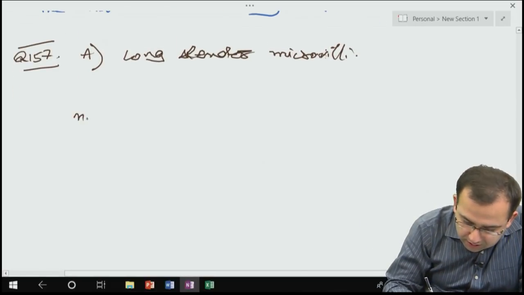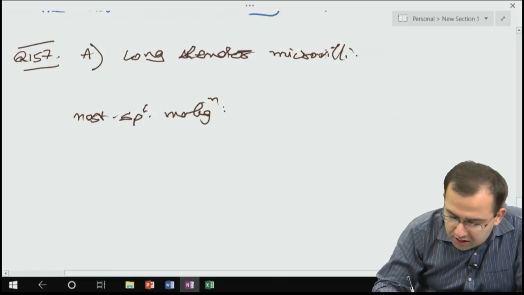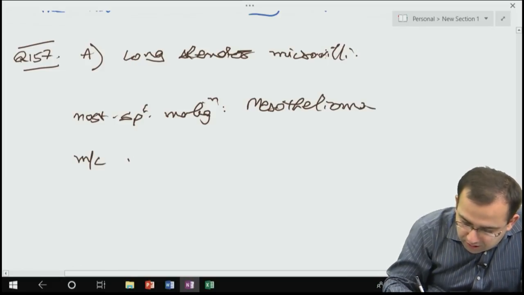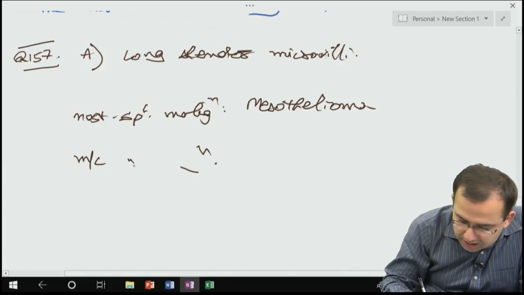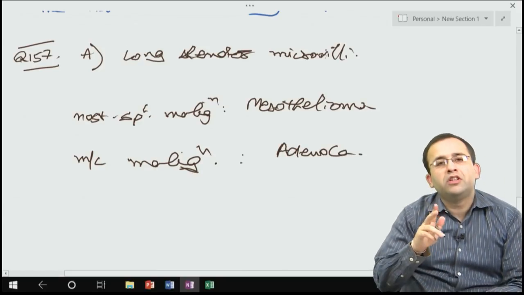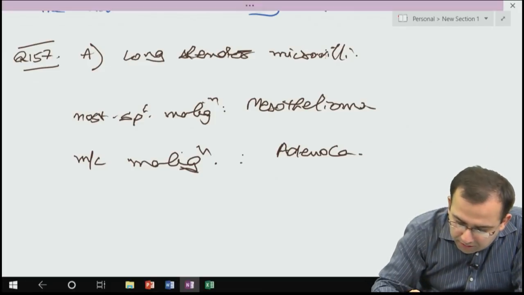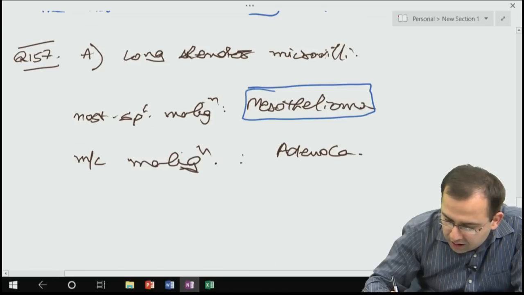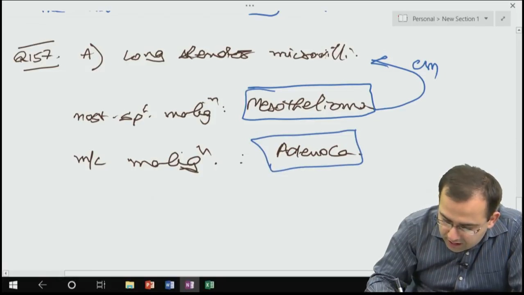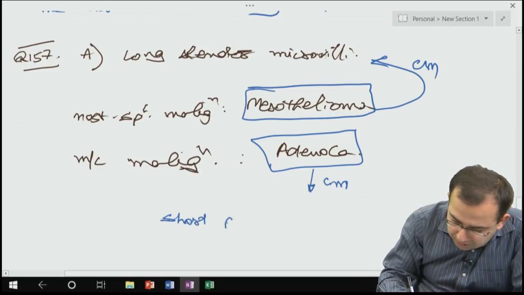Now, we have already seen that the most specific malignancy associated with asbestosis is mesothelioma, versus the most common malignancy associated with asbestosis, that is lung adenocarcinoma. So differentiate between the two questions: most specific, mesothelioma; most common, adenocarcinoma. On electron microscopy, mesothelioma shows the presence of long slender microvilli versus adenocarcinoma, which shows short plump microvilli.